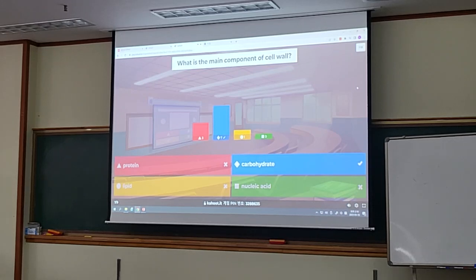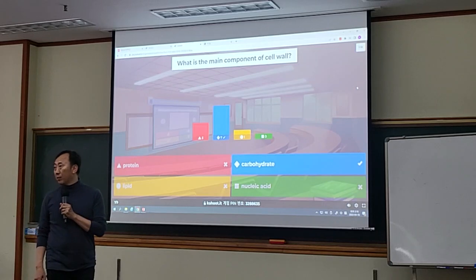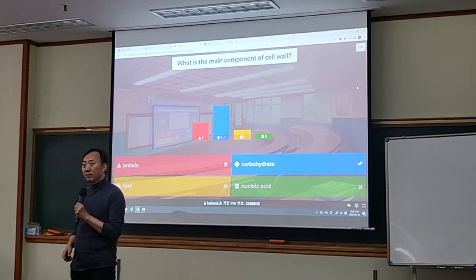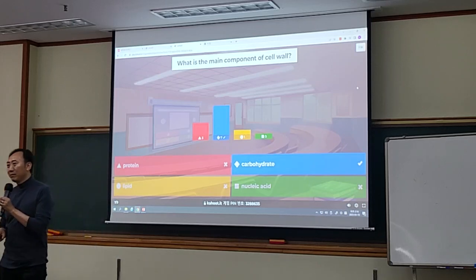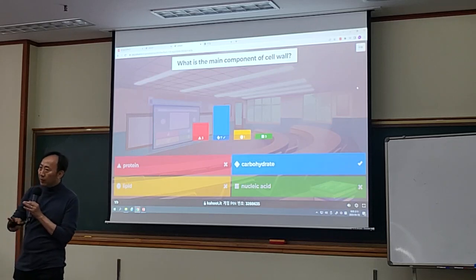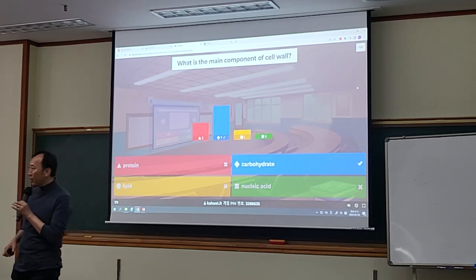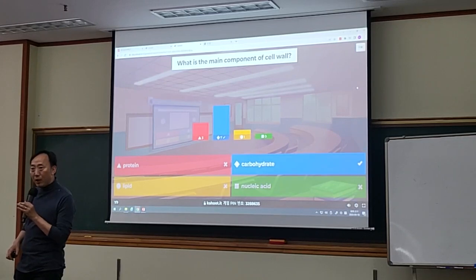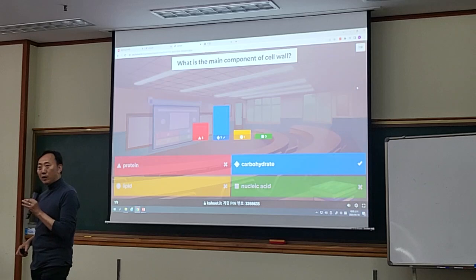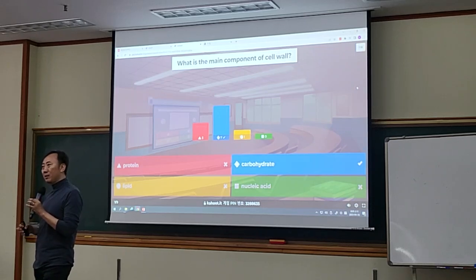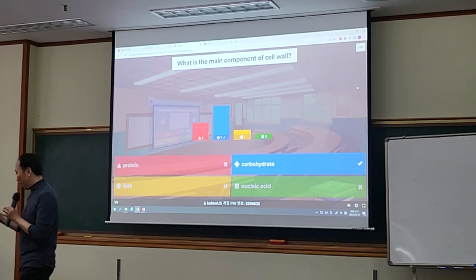The main component of the cell wall, sometimes a peptide is involved too, but if you measure the mass, carbohydrate is the major component. Very interesting. How about the shell of the crab? What is the main component of the rigid shell of the crab? That's also carbohydrate. It's also a carbohydrate polymer. Carbohydrate could be quite rigid, quite a hard material. Very funny way.